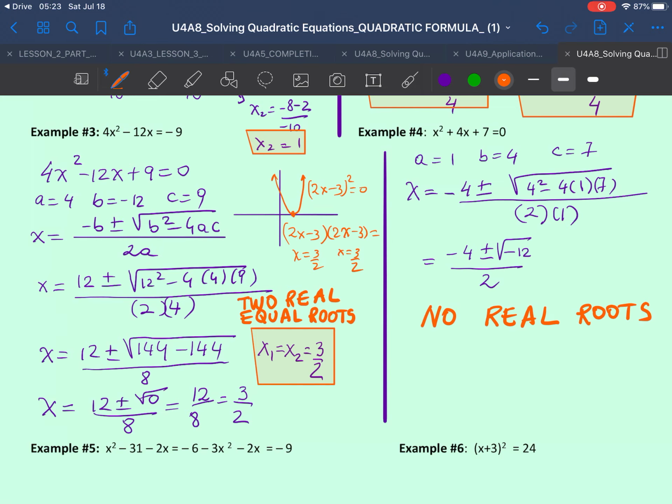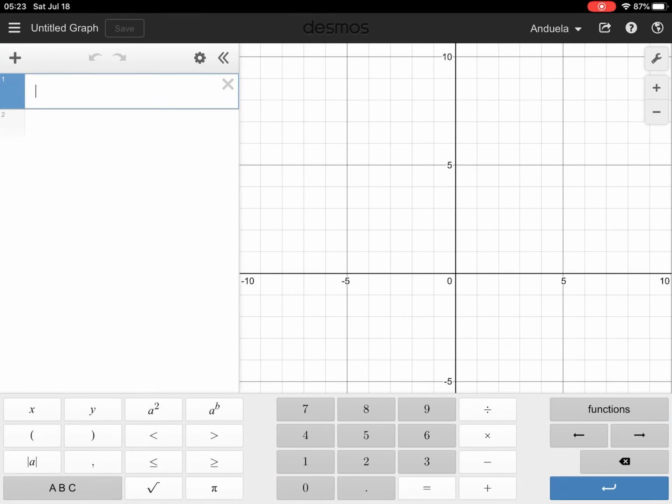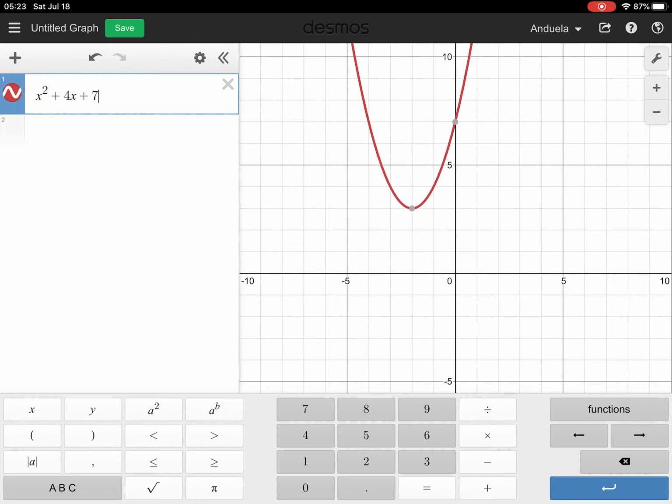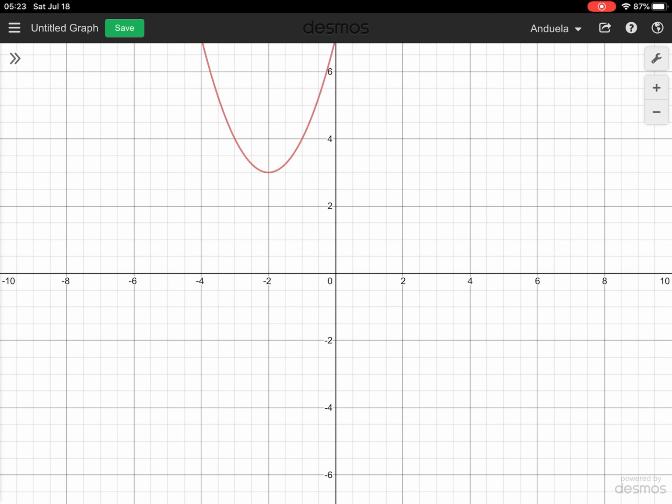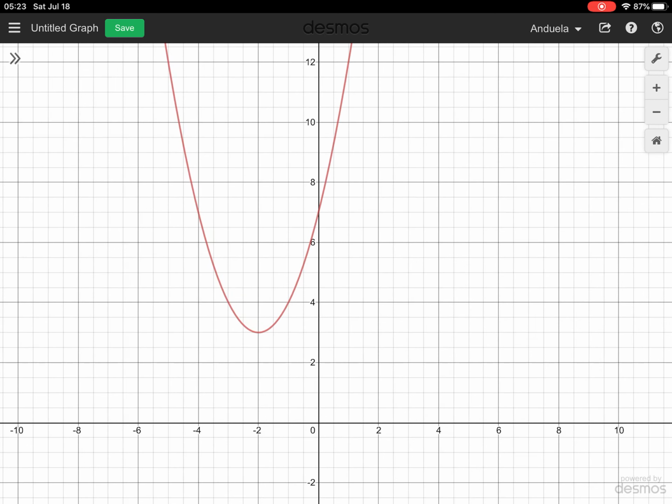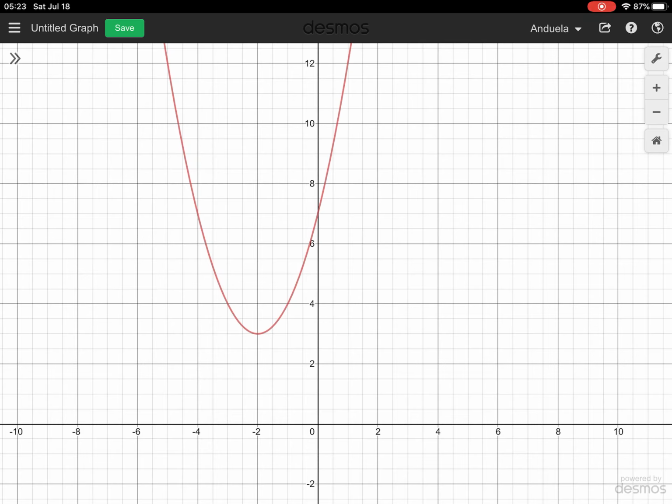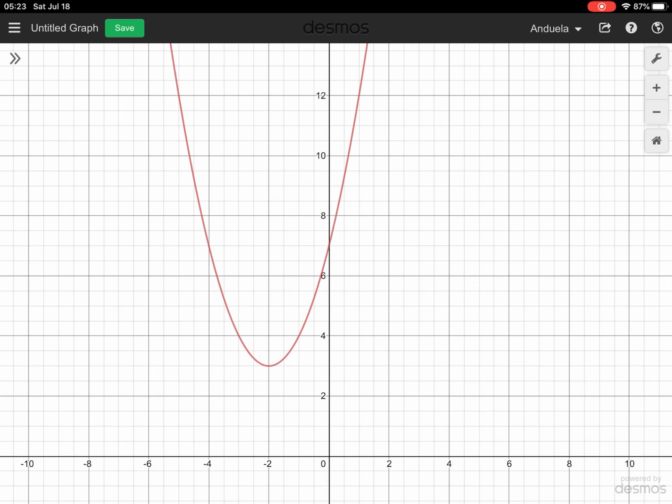Now, I'm very curious, and I want to see what is happening with the graph of this equation here. What does it look like when the graph has no roots? So I'm going to graph this, x squared plus 4x plus 7, on Desmos. And let's see what happens. So when a quadratic equation has no roots, that is because it has no x-intercepts. So it opens up and it is above the x-axis.